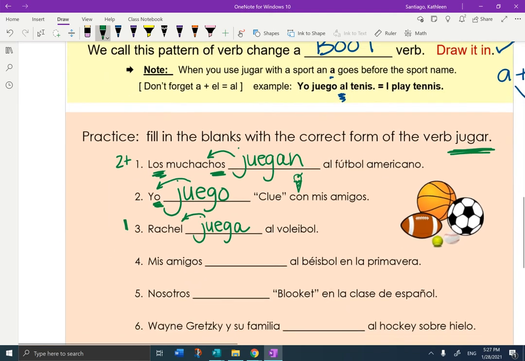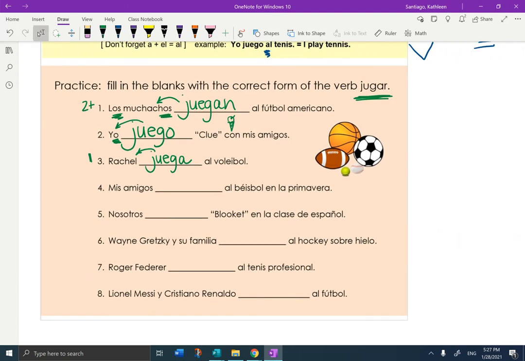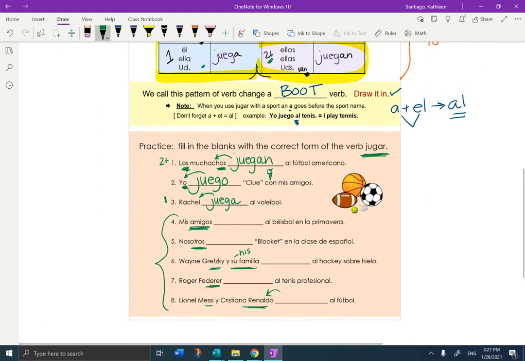Muy bien. I hope that jugar is making sense for you. I want you to finish these 5. We will be going over them in class. If you have any questions, please let me know. Please make sure that you're referring to Mis Amigos, Nosotros, Wayne Gretzky y su familia. By the way, Sue is his, okay? Roger Federer, Lionel Messi y Cristiano Ronaldo. Jugar has to match the people doing the action. Okay, muchachos, gracias.